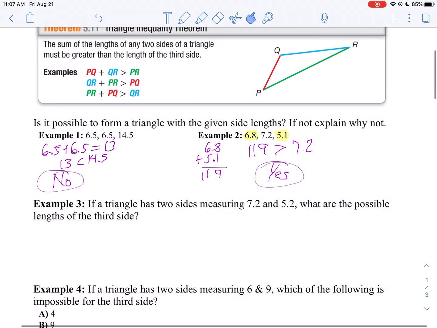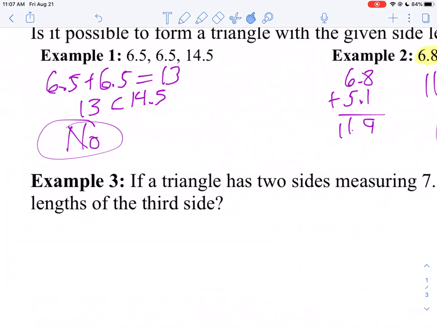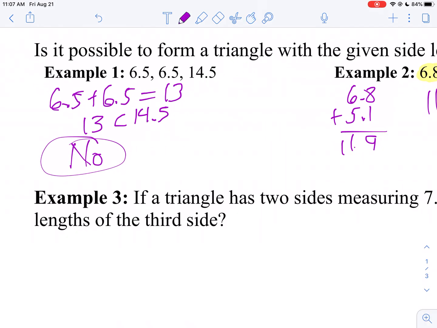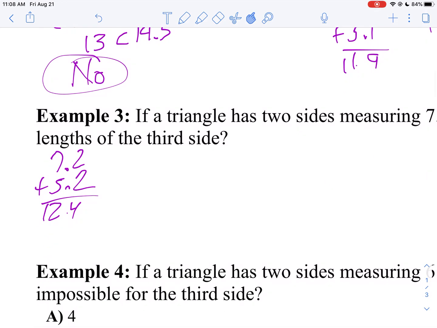Now, let's take a look at example 3. If I want to form a triangle, and two of the sides are measured 7.2 and 5.2, what are the possible lengths of the third side? Well, I'm going to do exactly what I've been doing all along. I'm going to go 7.2 plus 5.2. Well, that's 12.4. In other words, I know the third side has to be less than 12.4.